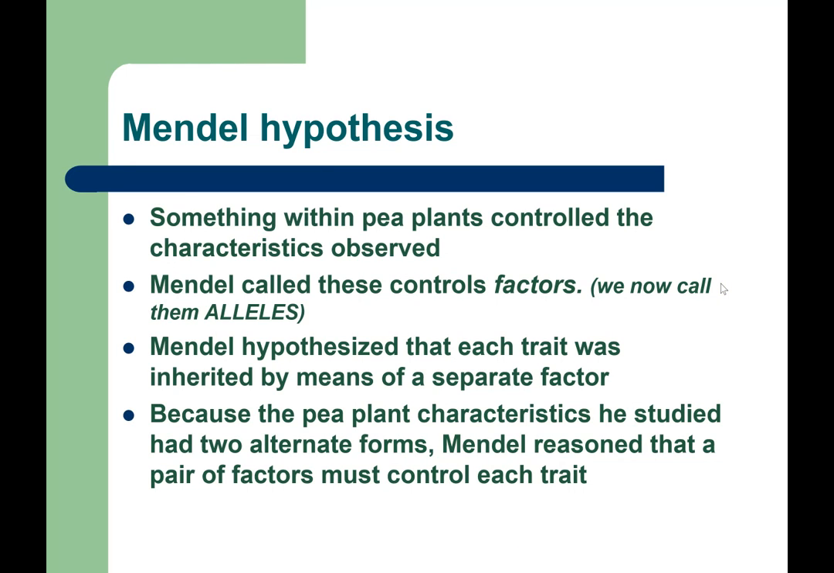Okay, so his hypothesis, which turned out to be supported by data, was that something in the plant controlled which characteristics, traits were observed in offspring. Mendel called them factors. Now we call them alleles. And alleles are those 2 corresponding genes, essentially, dominant and recessive. He hypothesized that each trait was inherited by means of a separate factor or a separate gene, and that is true. And he hypothesized that a pair of factors or a pair of alleles controls each trait. And again, that's true. One from mom, one from dad.